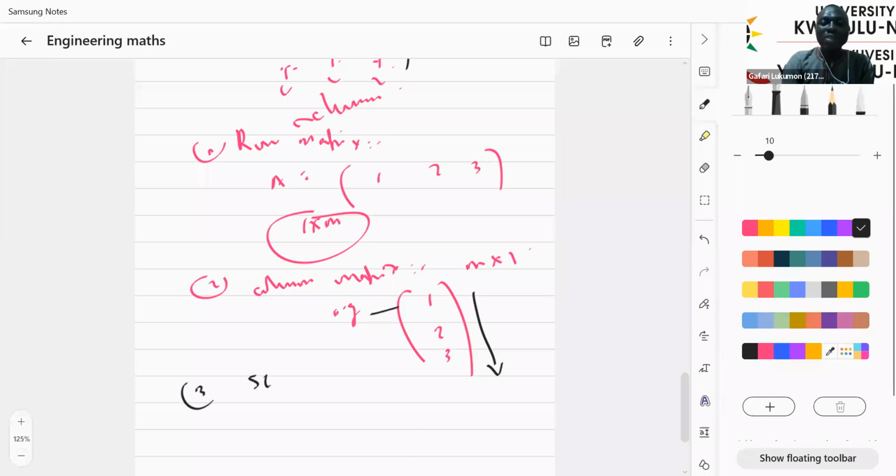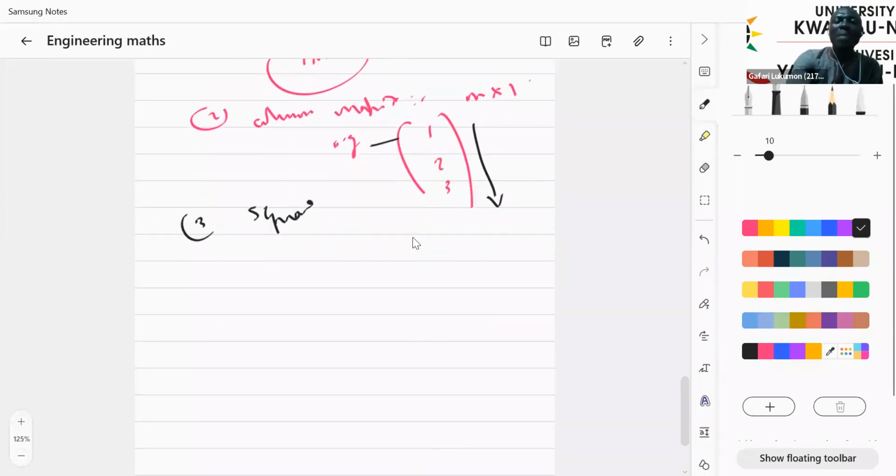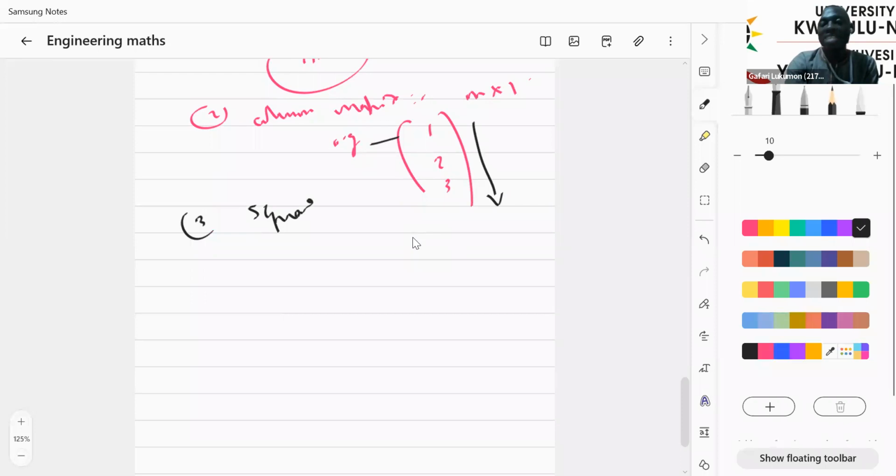Likewise, we have a square matrix. A square matrix is a matrix whereby the number of rows is the same as the number of columns. So where the number of rows is equal to the number of columns, we call it an n by n matrix.